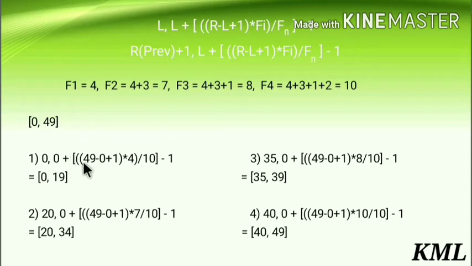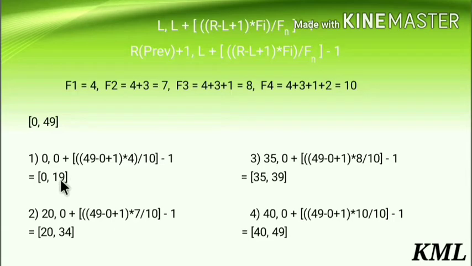So now evaluate in the same order as I told you for the previous subinterval. Evaluate this first, then multiplication, then division, then subtraction, and then addition. So you get 19 here. So this 0 as it is, and here you get 19. If you get any fractional part, just ignore that and take the integer value. So you got your first subinterval.